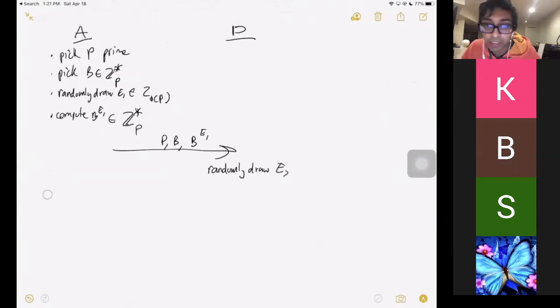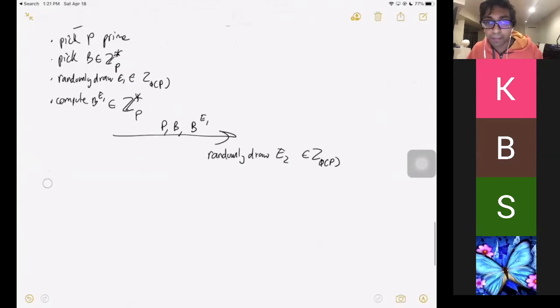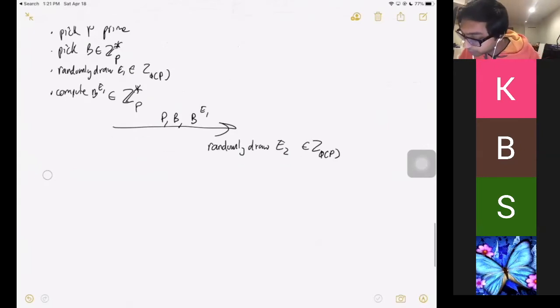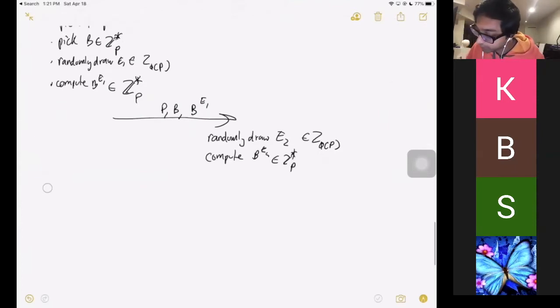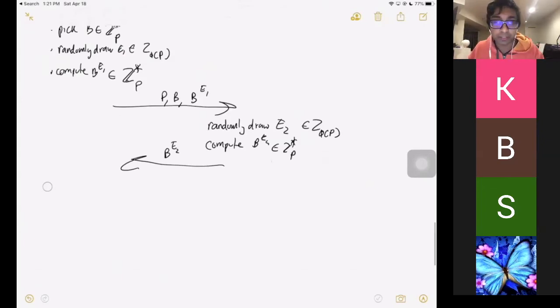his own exponent E2, again from Z phi of P. Why phi of P? Because the exponents live in the phi universe, right? And he will compute B to the E2 in Z star P, right? And he'll send back B to the E2, right? So now some adversary can see everything that's on these arrows that I've drawn, right? They can see P, B to the E1, and B to the E2.